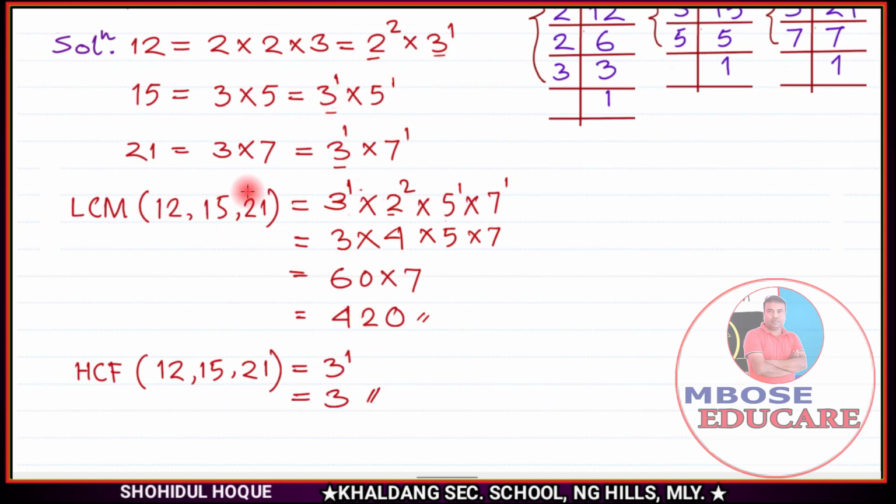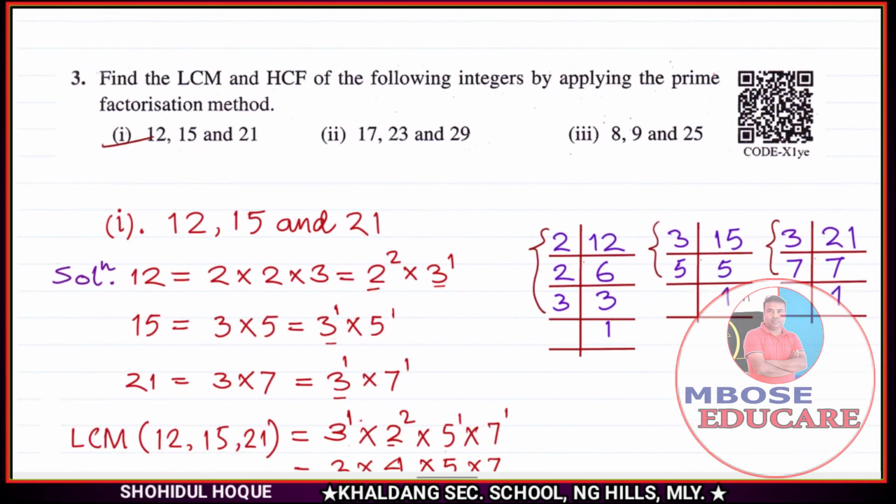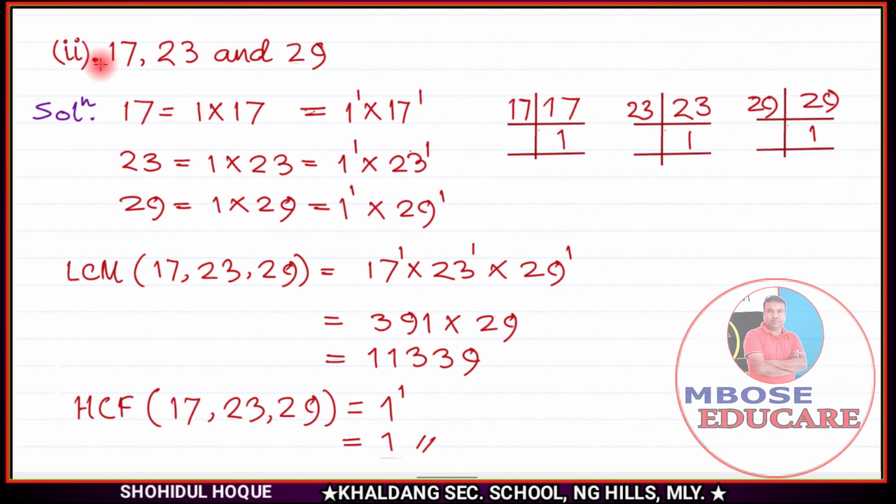Alright, I have solved here part number 1 of question number 3. Let's solve part number 2: 17, 23 and 29. Let's find the prime factorization of these integers. As we know, 17 is a prime number and we can divide it only by 17. 17 divided by 17, result will be 1.